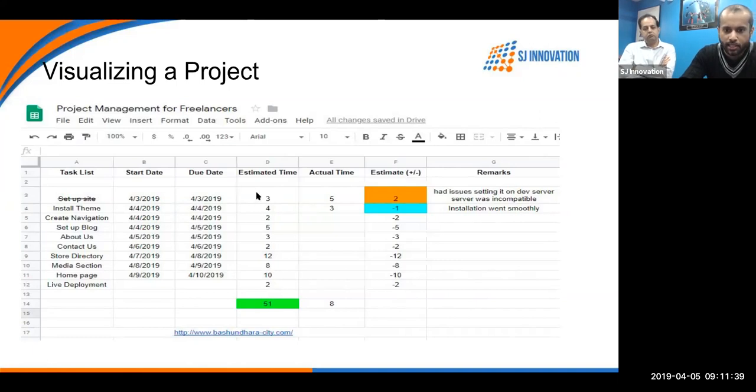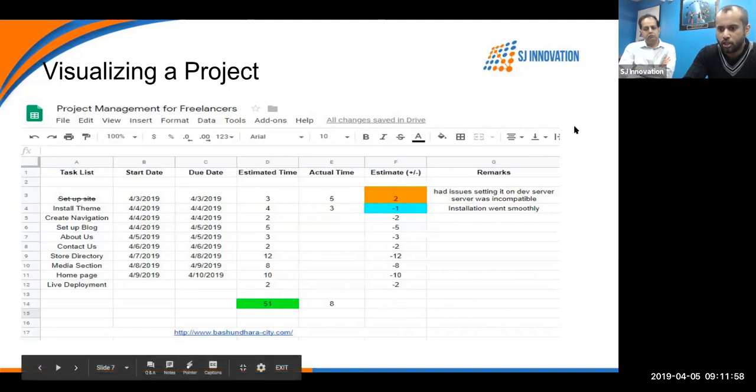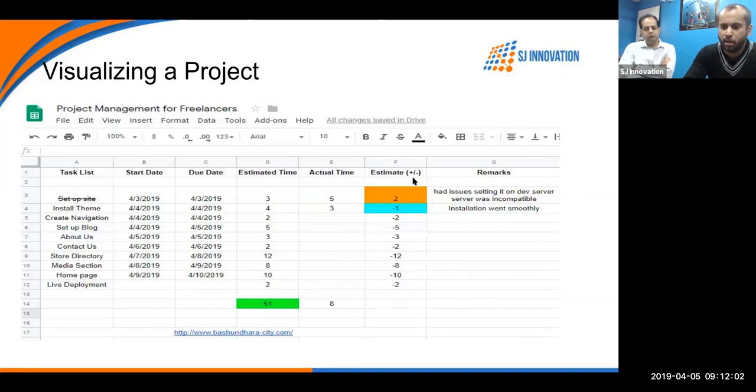So likewise, I just put in some estimated time that I felt I would need to finish all these tasks, right? And then I am logging my actual time, right? That, okay, I estimated 3 hours, but then it actually took me 5 hours to finish. So I'm actually over by 2 hours from my original estimation. So now I want to remind myself, okay, what happened, what was the reason it took me an additional 2 hours?